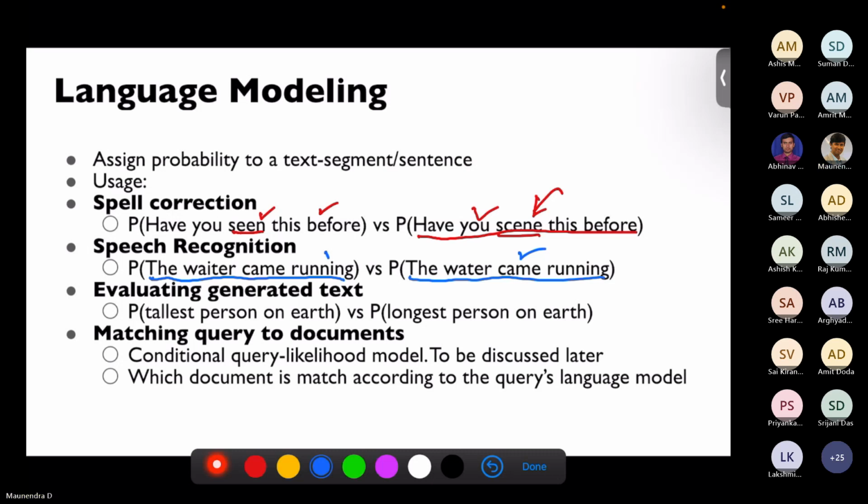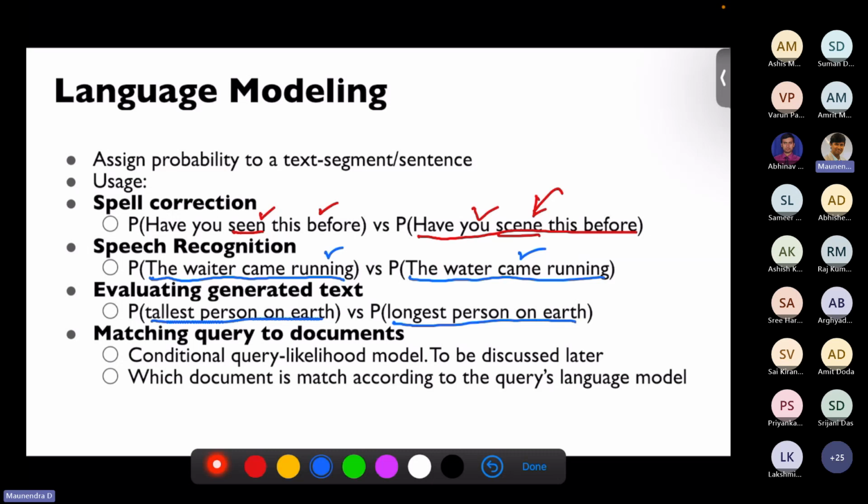Then suppose there are algorithms which are generating text, and during that generation process, one generation is "the longest person on the earth", and another generation is "the tallest person on the earth". We can identify which one has a higher probability and retain that.